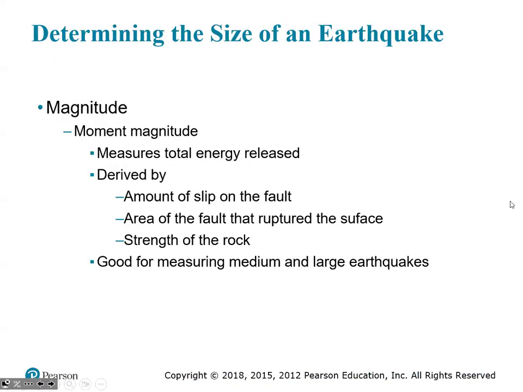A more modern system is known as the moment magnitude system, which is sort of an upgrade of the Richter scale. It measures the total energy release. It's derived by the amount of slip on the fault, the area of the fault that ruptured the surface, and the strength of the rock. And this is good for measuring medium to large earthquakes. So it takes up where the Richter scale starts to fail.